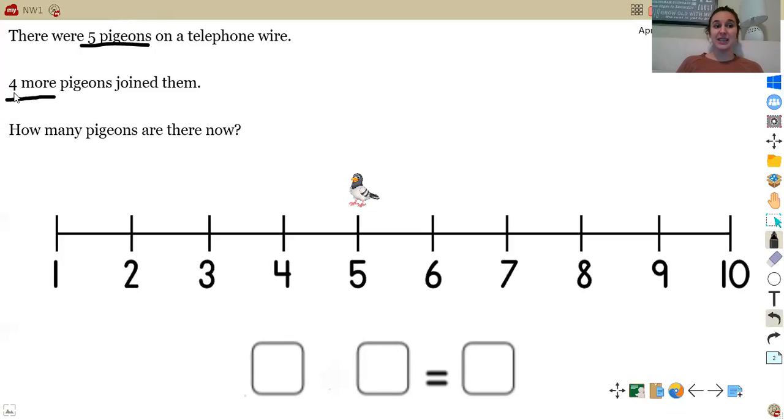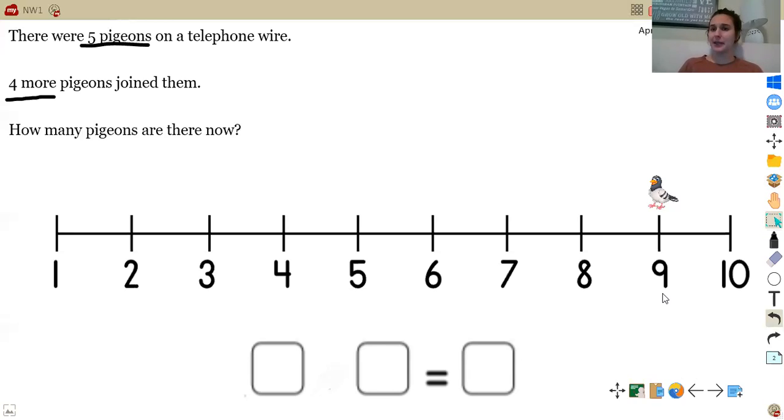So we need to move to the right 4 spaces. So let's take our pigeon and let's move him. So we started at 5. 1, 2, 3, 4. How many pigeons are there now? So I can look at my number line and see that now I have 9 pigeons. And I know this because my pigeon landed on the number 9.